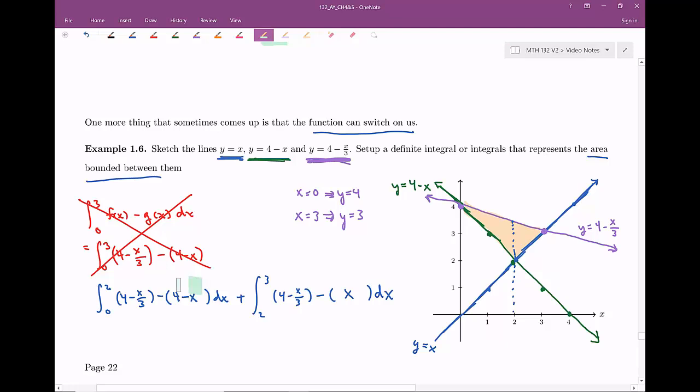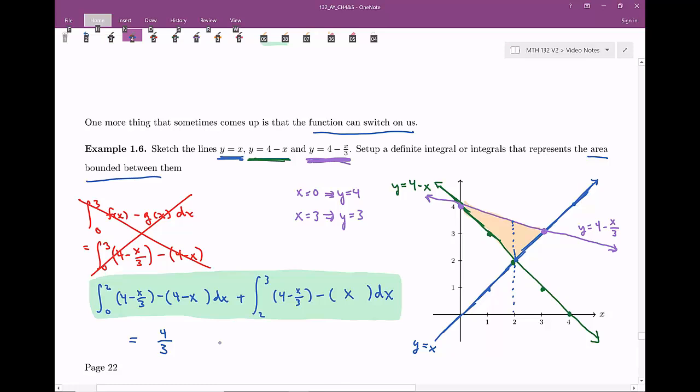Again, we were just asked to set it up, and I think that's really the hard part, setting this up. There we go. And just in case, if you want to evaluate this all out, I did that on the side here. And this one right here is 4/3. And the second integral is 2/3. So this 4/3 area is this one right here. So that's our 4/3. And then our 2/3 area, maybe I'll use green, this 2/3 area is this one right here.